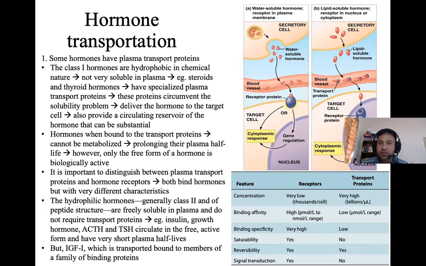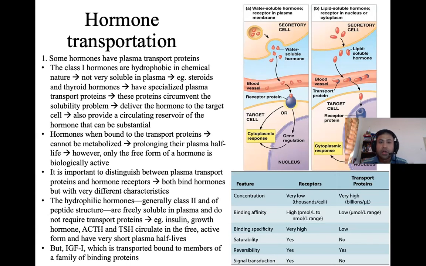What is plasma transport protein? Plasma transport proteins are proteins available inside the plasma in the blood vessel, and they can help to transport the hormones from the endocrine organs or endocrine cells. When the hormone is being secreted, it can get into the blood vessel easily. So they can travel easily inside the blood vessel.